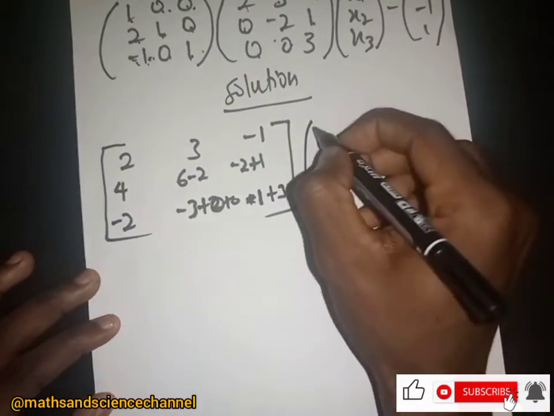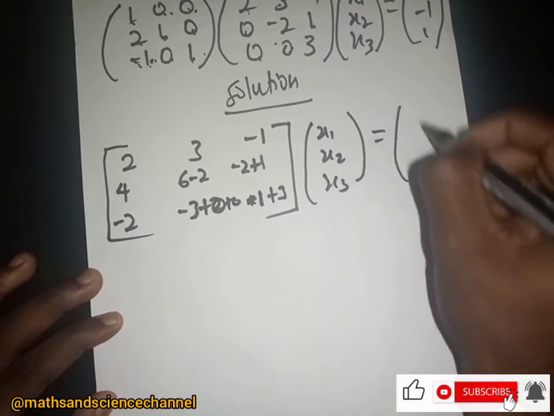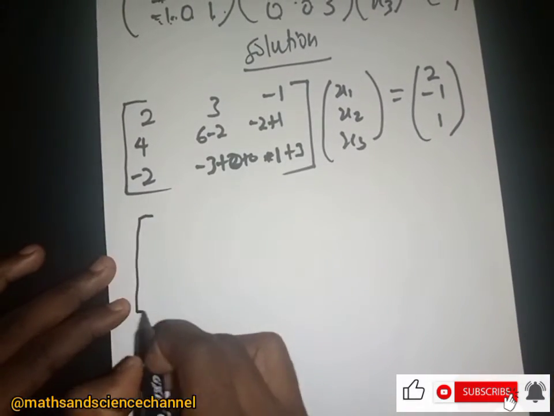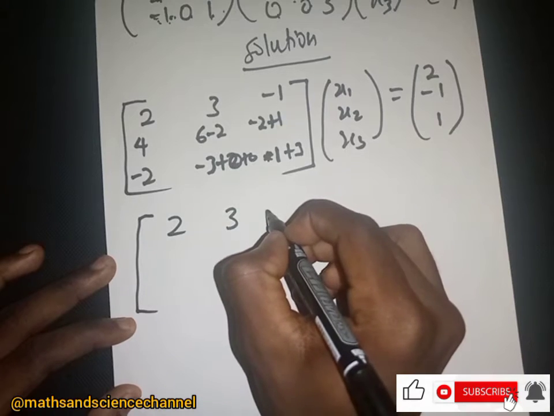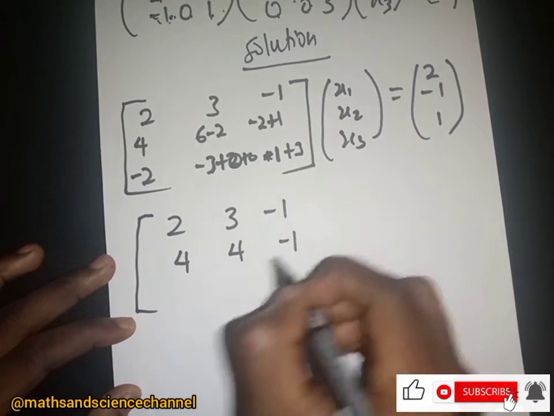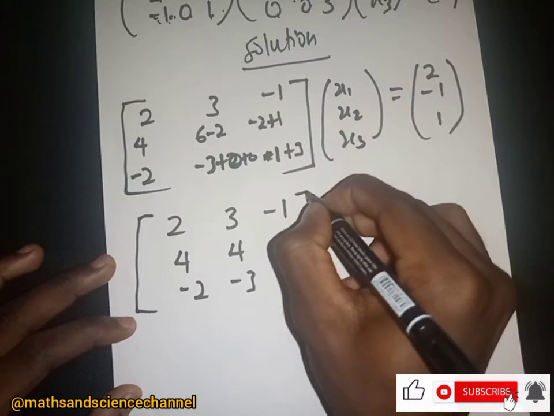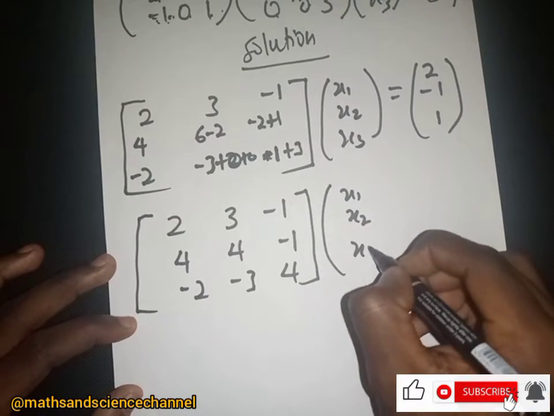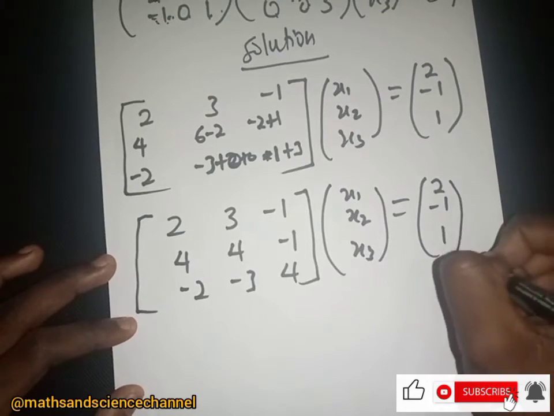So we just have our x1, x2, x3, then 2, -1, and 1 here. So over here we just get 2, 3, -1, 4, 4, -1 here, -2, -3, and then 4. So we have x1, x2, x3 here being equal to 2, -1, and also 1 here.